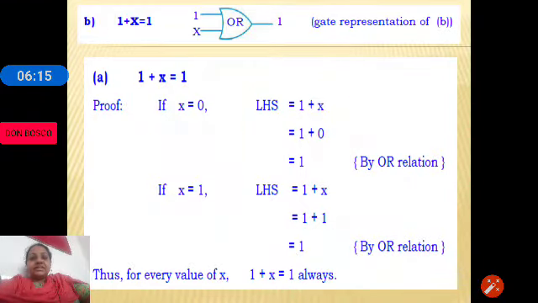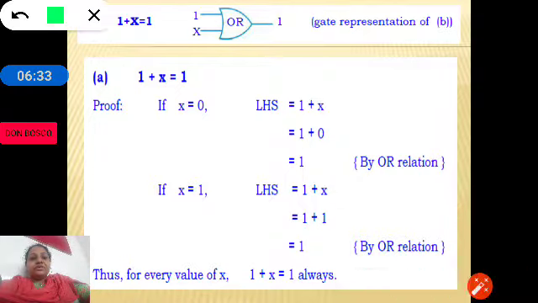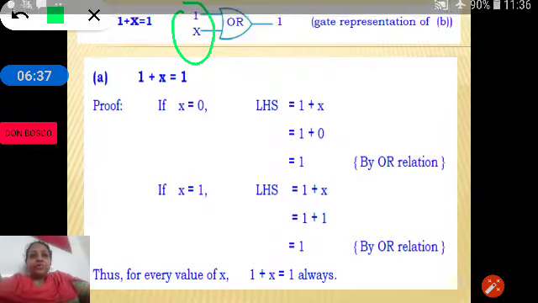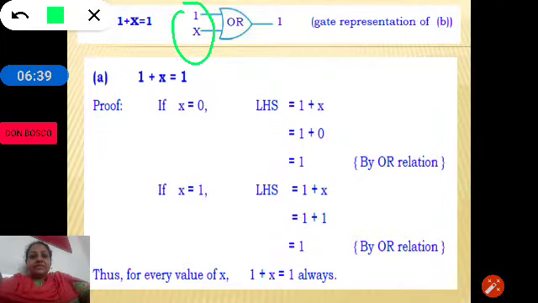Next let us see the proof by truth table. This method of proving a Boolean theorem is called the perfect induction method. Next let us see the truth table method. In the truth table, as you can see, there are two inputs. One input is x, the other input is 1, and both we have to OR.